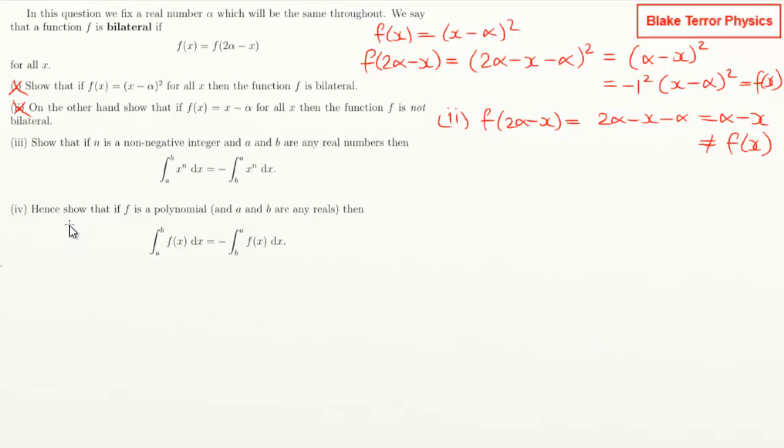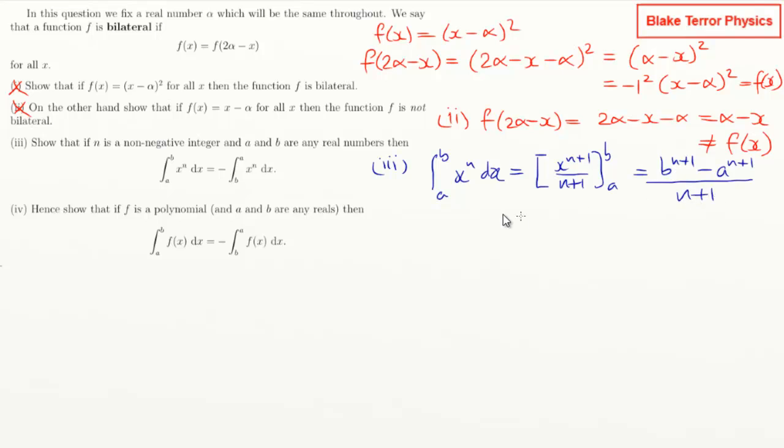Part 3, show that if n is a non-negative integer, and a and b are any real numbers, then we've got these integrals related in that way. Well, I think we just do the integrals. Looks like the way to go. These are pretty simple integrals. So the integral from a to b of x to the n dx is going to be x to the n plus 1 divided by n plus 1 from b down to a. So that's b to the n plus 1 minus a to the n plus 1, all divided by n plus 1.